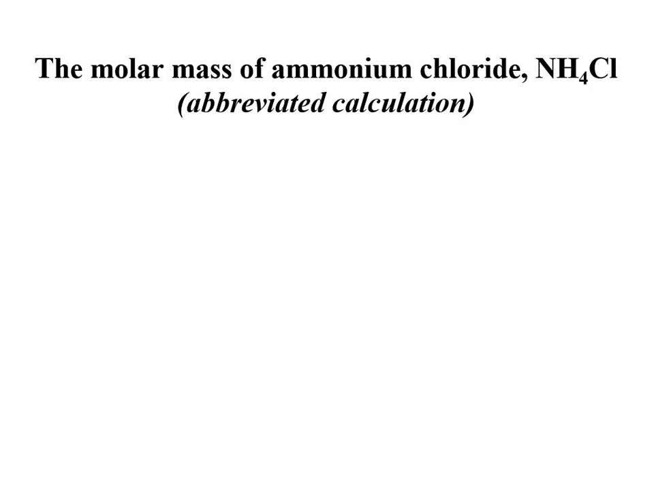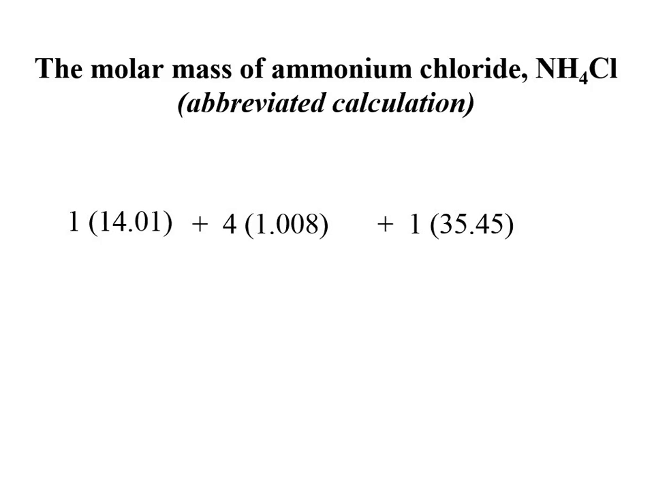All right, so let's use that abbreviated approach to knock out the molar mass of ammonium chloride. We'll take 1 times 14.01, that's for nitrogen. We'll take 4 times 1.008, that's for hydrogen. And then we'll take 1 times 35.45, that's for chlorine.